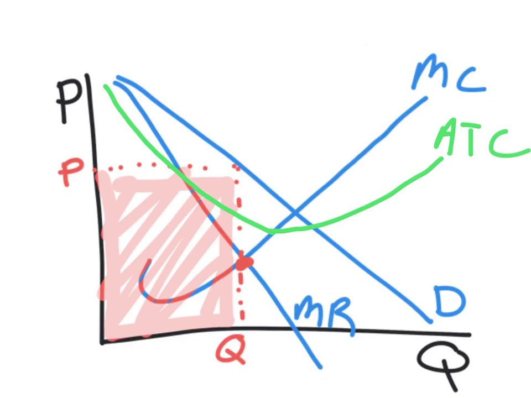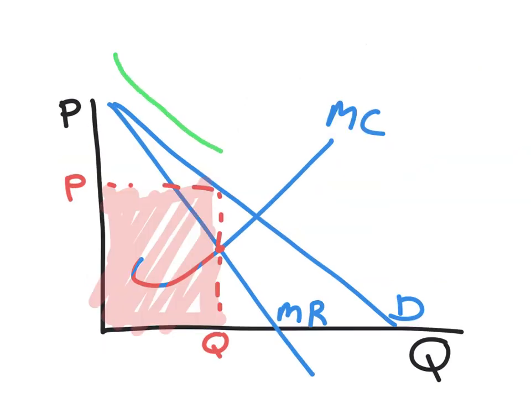Then, at our profit maximizing quantity, we dot up to the average total cost curve, and then dot across right over there. And now we can see that this box right under here, this green box right here, is our box of total cost. Because of that, our total cost is lower than our total revenue, and this box right here, this yellow box, is our box of profit. So this monopoly is making a profit.